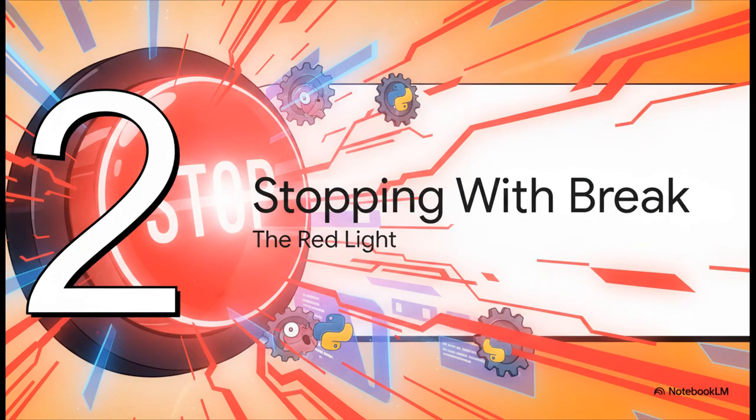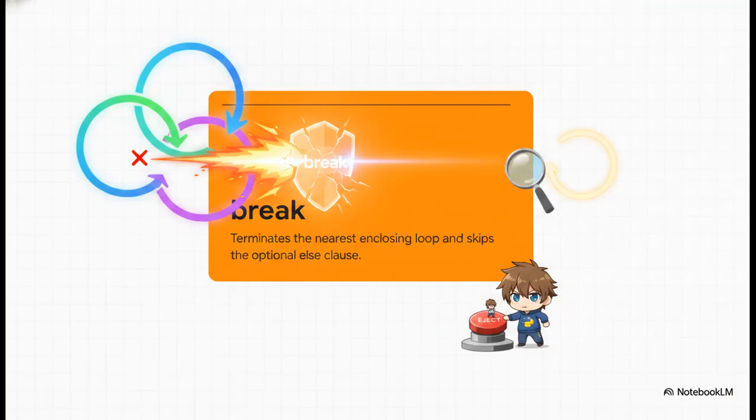And moving right along to Section 2. Stopping with break. The red light. When you write a loop, you're essentially building a highway for your data, right? But without any traffic cops, that data just barrels straight from the beginning to the end, no matter what happens on the road. Well, Python provides special keywords that act exactly like traffic cops for your code. They stand right inside your loop blocks and actively direct the execution path.